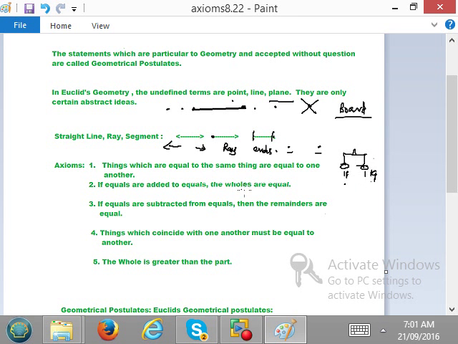The same principle is told here. Things which are equal to the same thing are equal to one another. It may be weight, it may be land, or anything. Two things which are equal to the same thing are equal to one another.